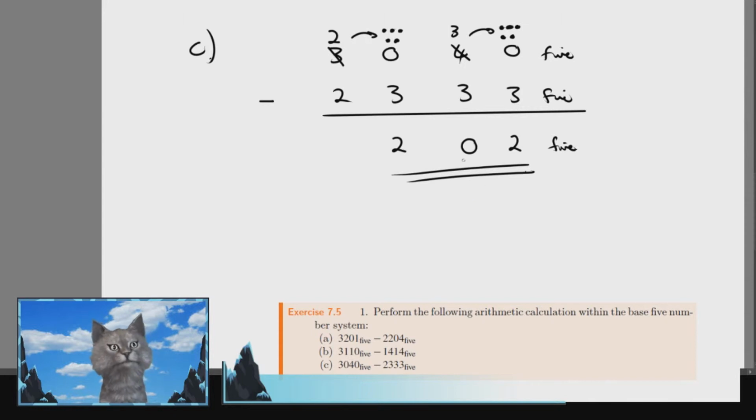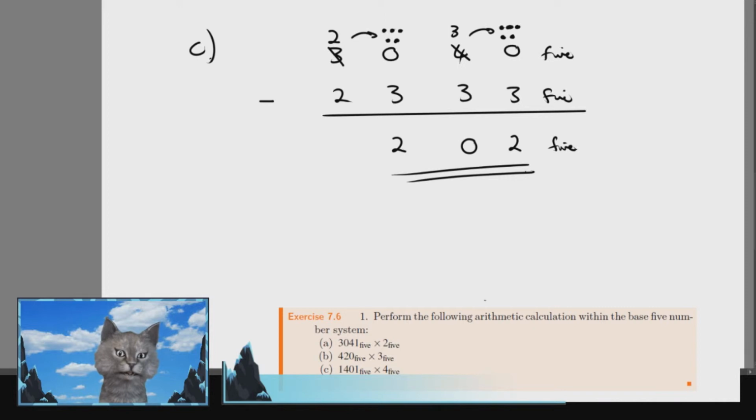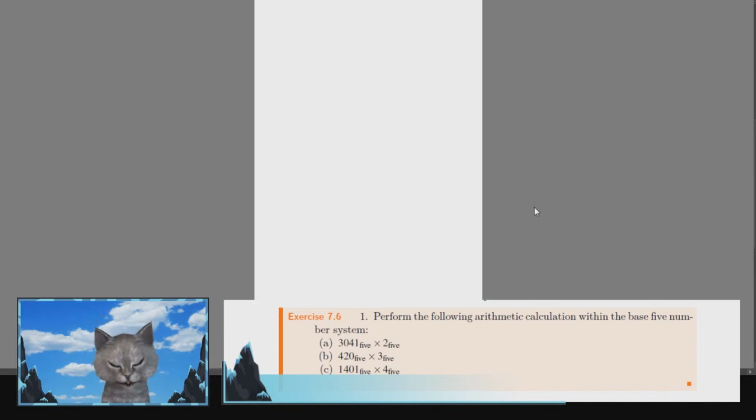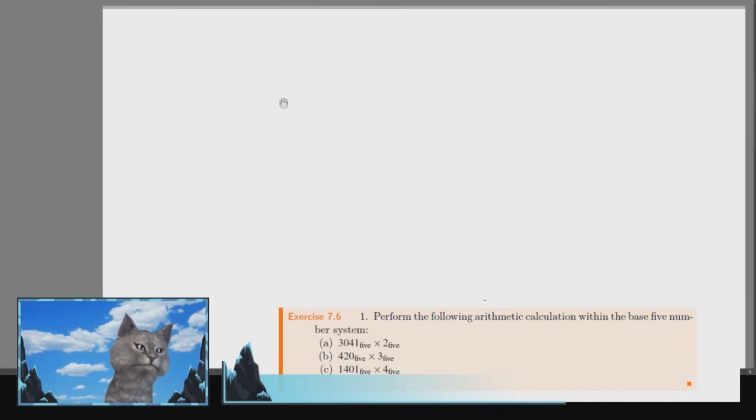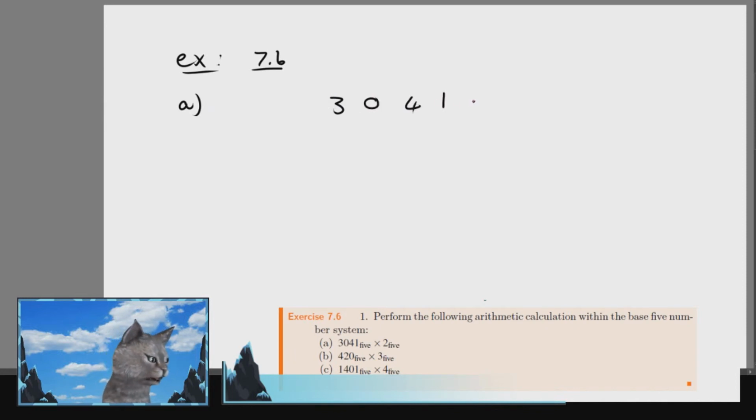Give it time. The last one we're going to do is good old multiplication. We can't leave it out. It wants to play with addition and subtraction. But in my experience, I feel it's a little easier actually than subtraction. So let's see. The first one: 3, 0, 4, 1, which is the base 5 number, times 2.